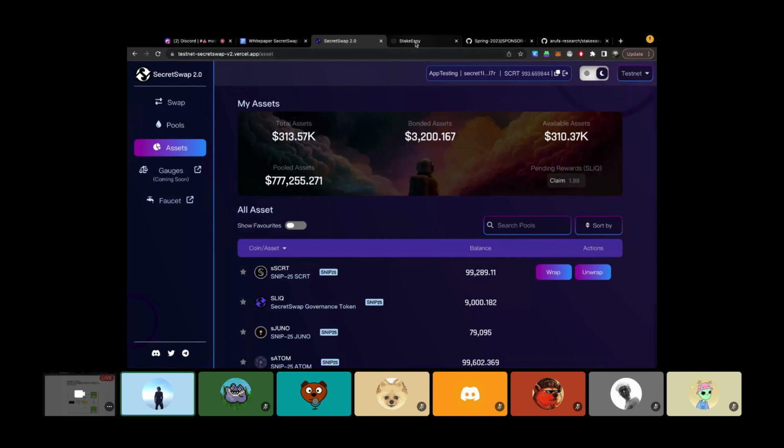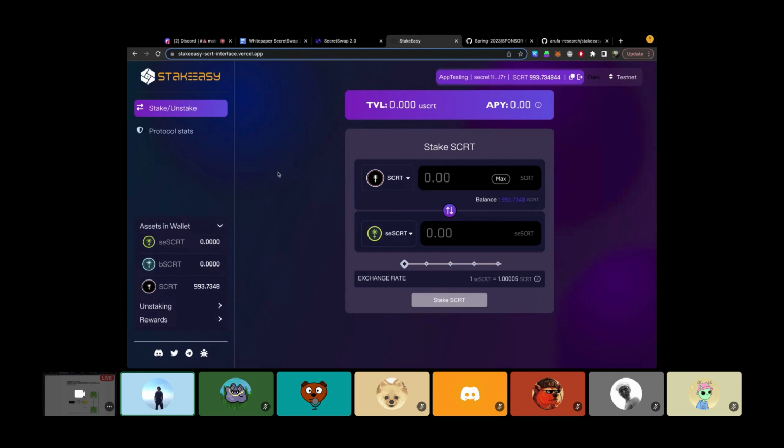Other than that, we have a new interface for Stake Easy. This is currently being finalized. There are a few corners to be fixed. This probably will be live by tomorrow or the day after. If you have used Stake Easy before within Secret, you must know that the liquid staking token is stkdSCRT, but we are launching this new model for Stake Easy. Essentially, you can say it's Stake Easy 2.0, which adds bSCRT alongside stkdSCRT.